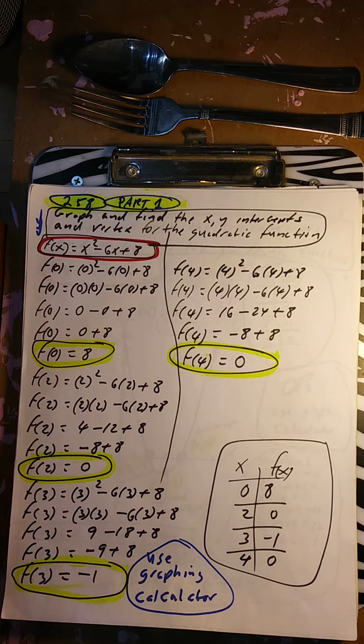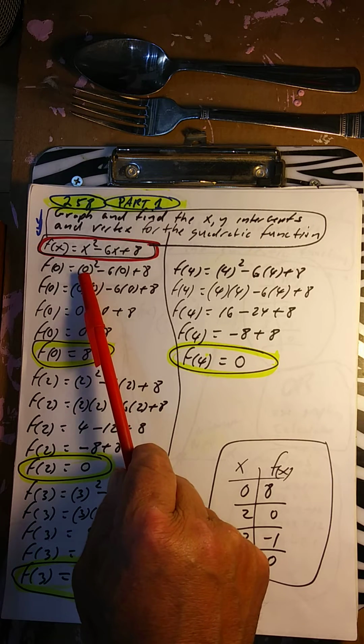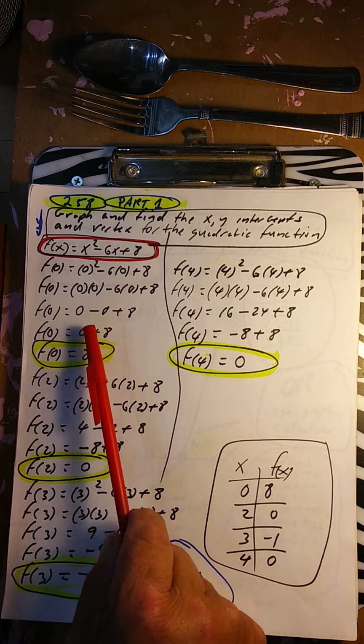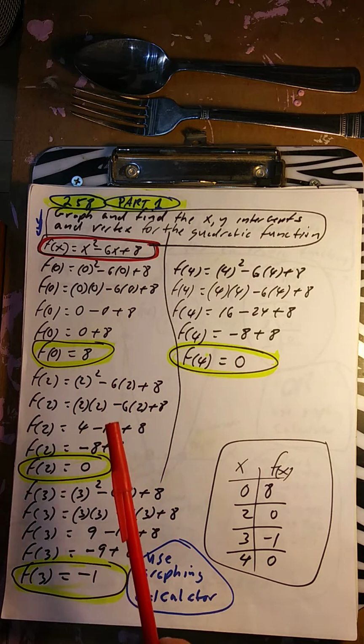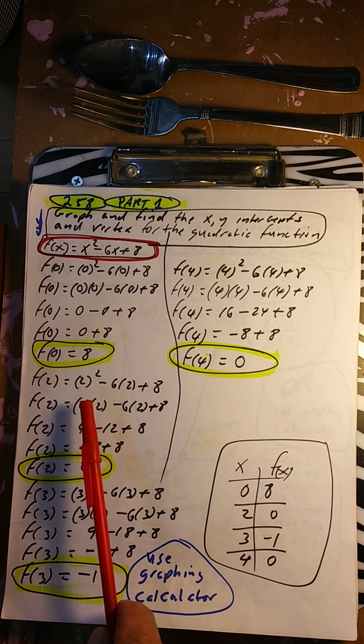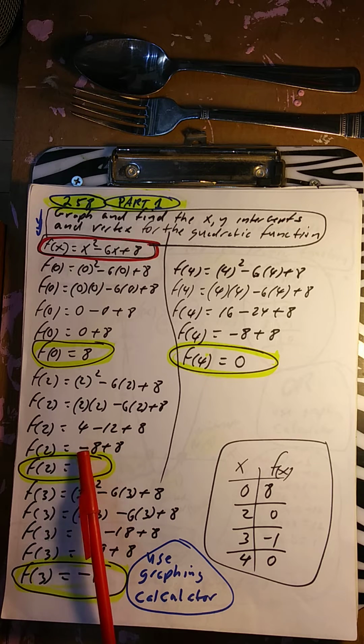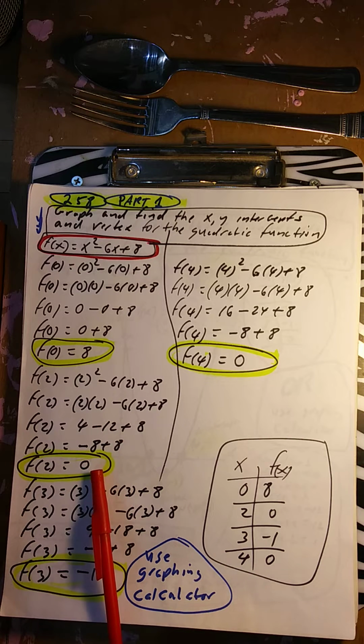Another one. Graph and find the x, y intercepts and vertex for the quadratic function. Again, I pick numbers. Put a 0 in there, 0 in there. 0 times 0 is 0. That's going to be another 0. 0 minus 0 is 0 plus 8 is 8. Put a 2 in there for the function. So 2 times 2 is 4. That's going to be negative 12. That's going to be negative 8 plus 8, which is 0.